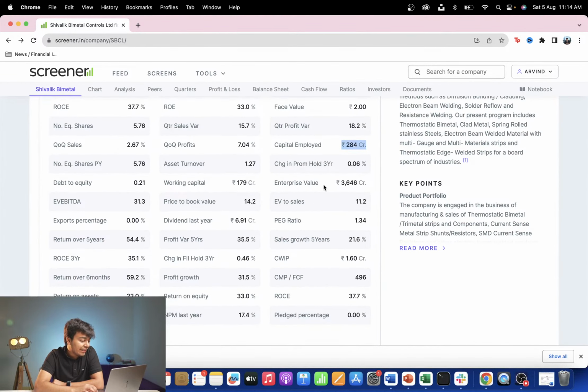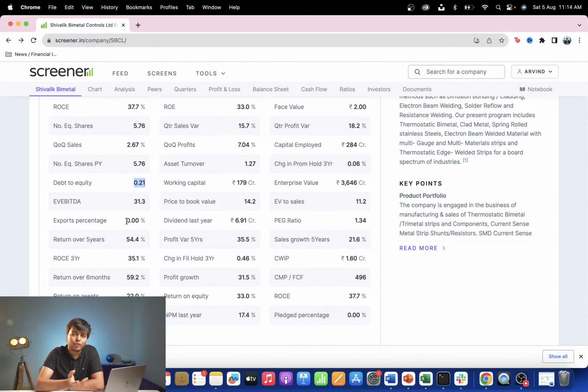Then we have the enterprise value, the working capital, and the debt to equity. Now the good part is that the debt to equity of the company is on the lower side, meaning that the company is not debt ridden. The company has not taken up a lot of debt for its growth. It has been able to manage its return using its own capital, the profits that it is generating. Whatever profits the company generates on a regular basis, they deploy back in their business, and on that capital itself they make their profits. That is again something very important.